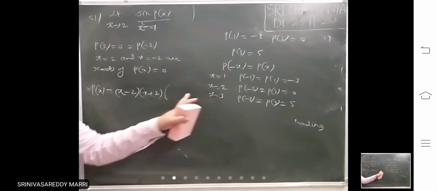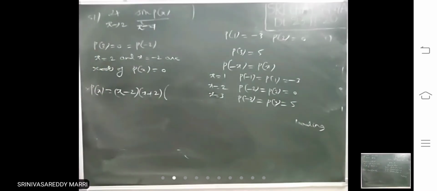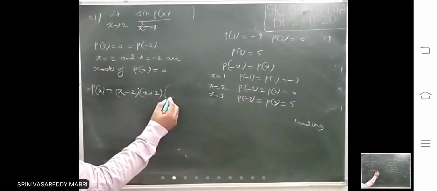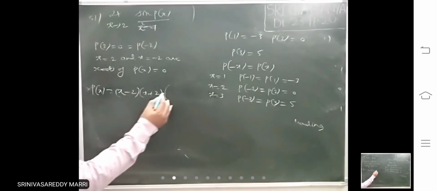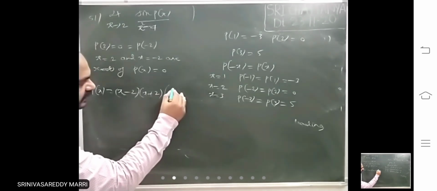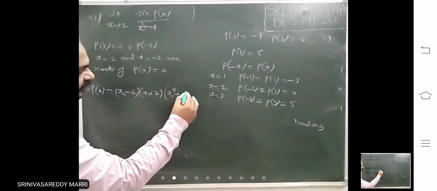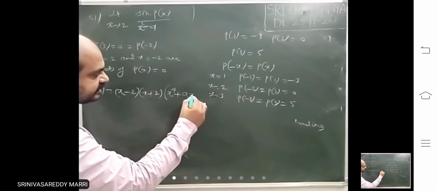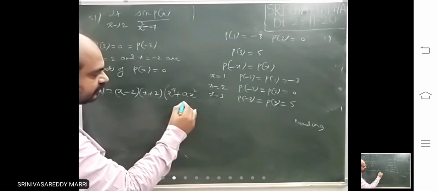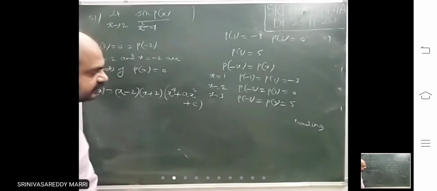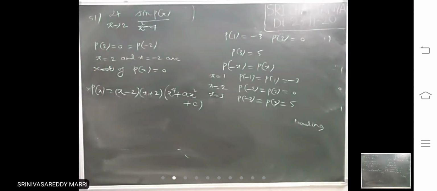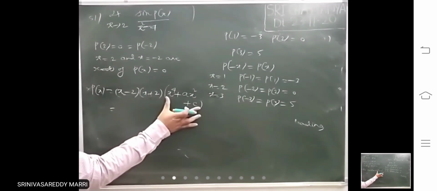It will be 4th degree. The other factor will also be 4th degree, which means it will be like this. So I am writing x power 4 plus, I am writing like this, plus constant. Why I am writing like this, I will tell.